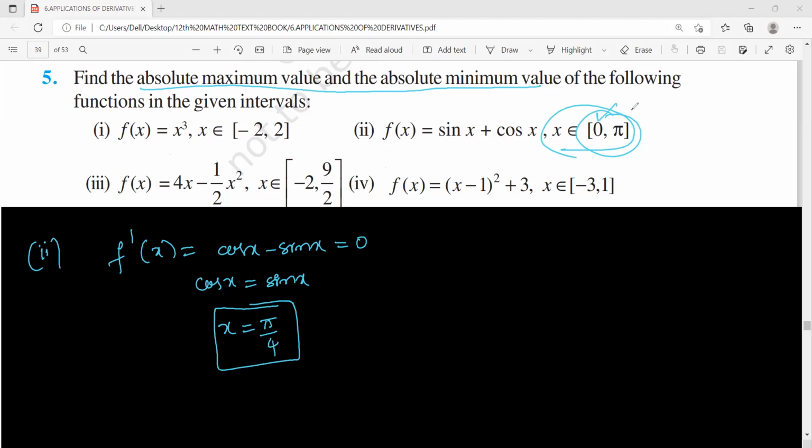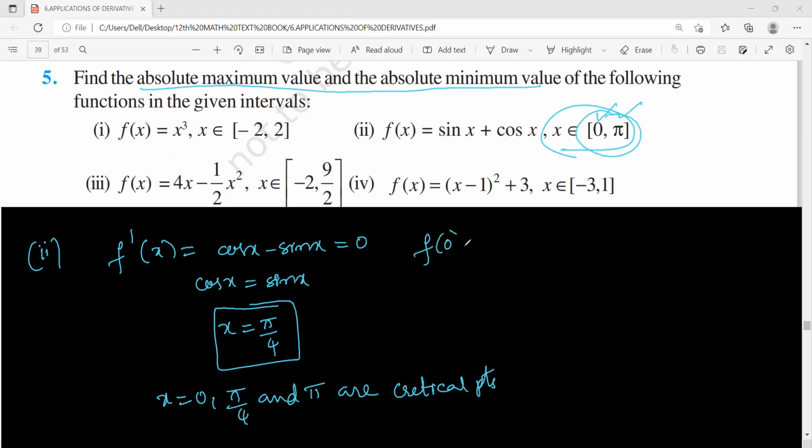Now here 0 comma π is also there. Here one critical point you got. That means what? Now x equal to what? 0, π/4 and also π. These are critical points. Okay, at these points we'll have. So now we have what you need to find?